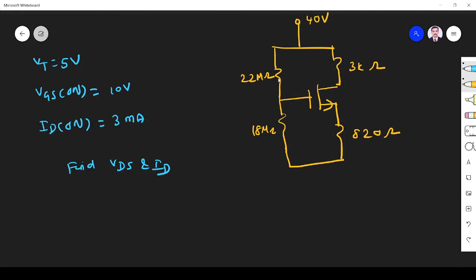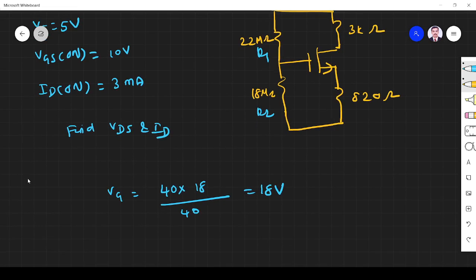So first, as usual, we find what is VG. VG we know it is VDD into R2 divided by R1 plus R2. So 40 into 18 divided by 40. So VG is 18 volt, we got.